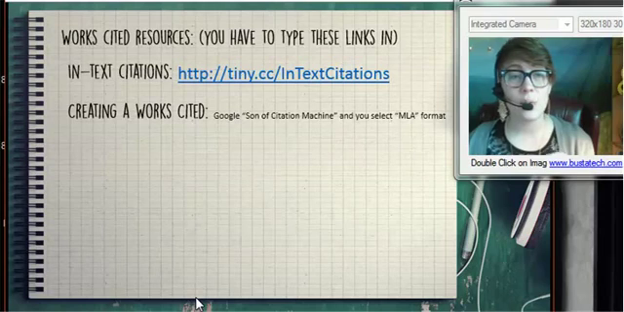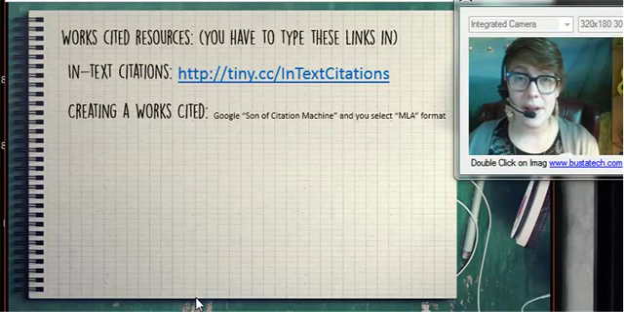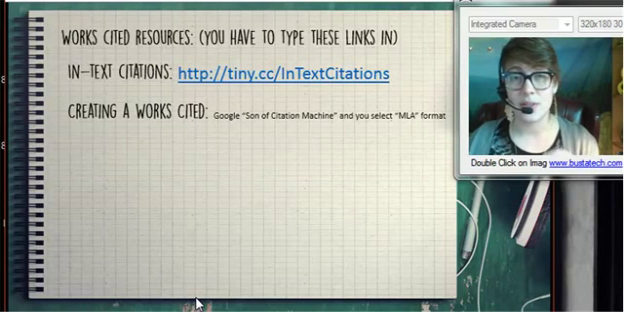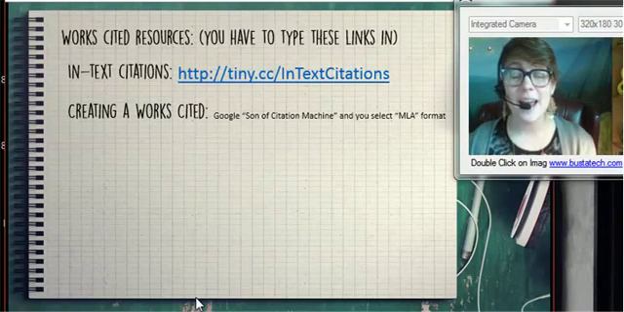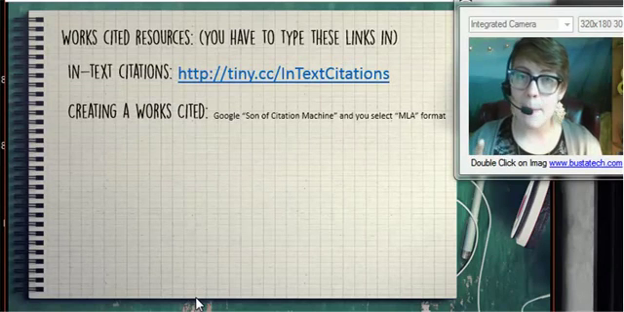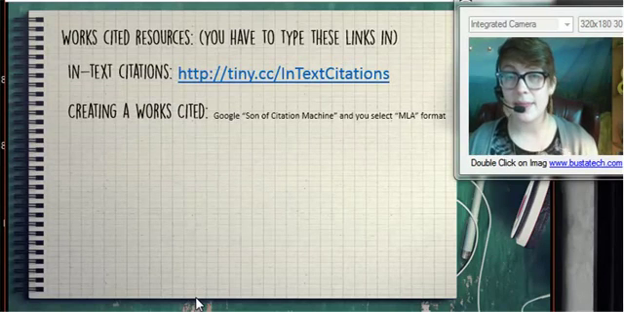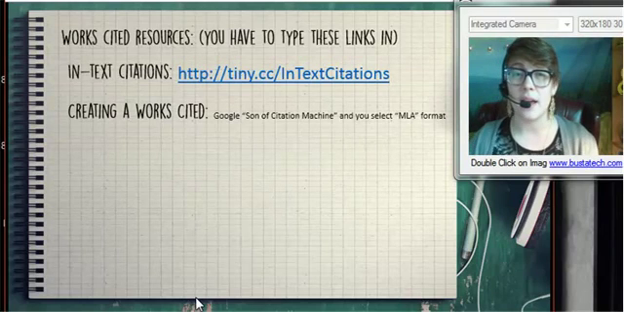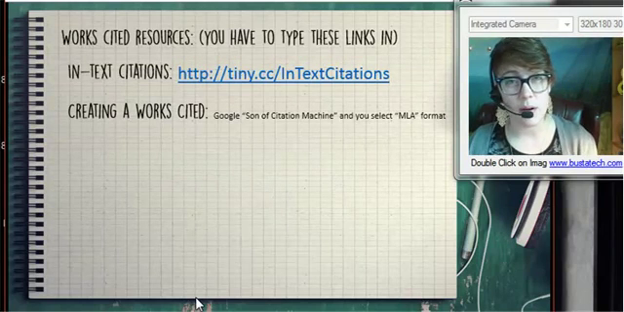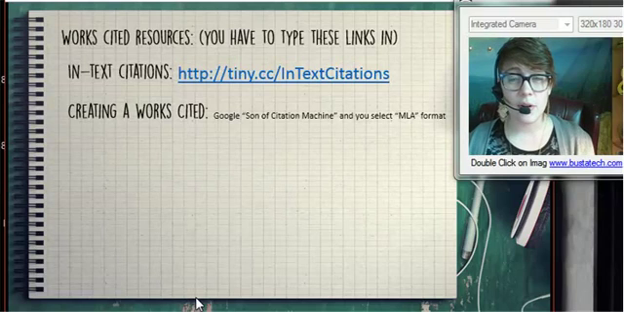The next thing is creating a works cited. The best thing I have found for creating a works cited is called Son of Citation Machine. Just Google Son of Citation Machine, and your paper needs to be in MLA format. That's the handbook for writing English papers and many other papers based in the liberal arts or humanities. And so there's a specific way to format things, and it will show you.